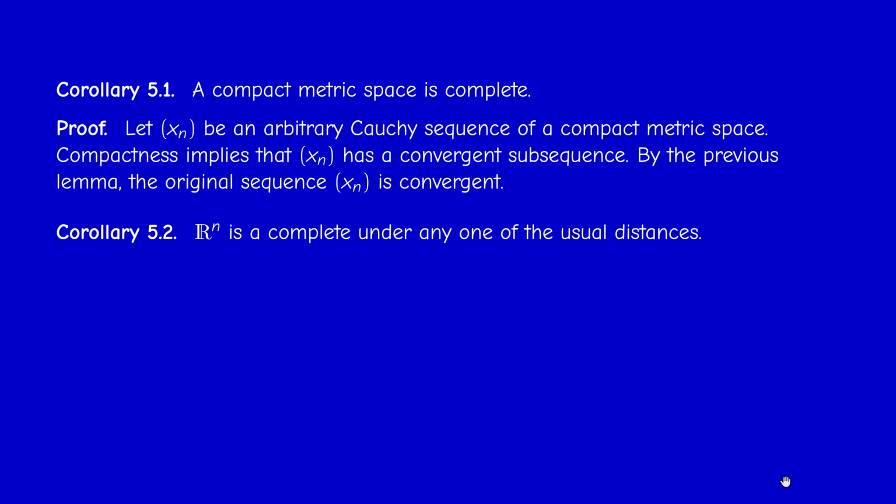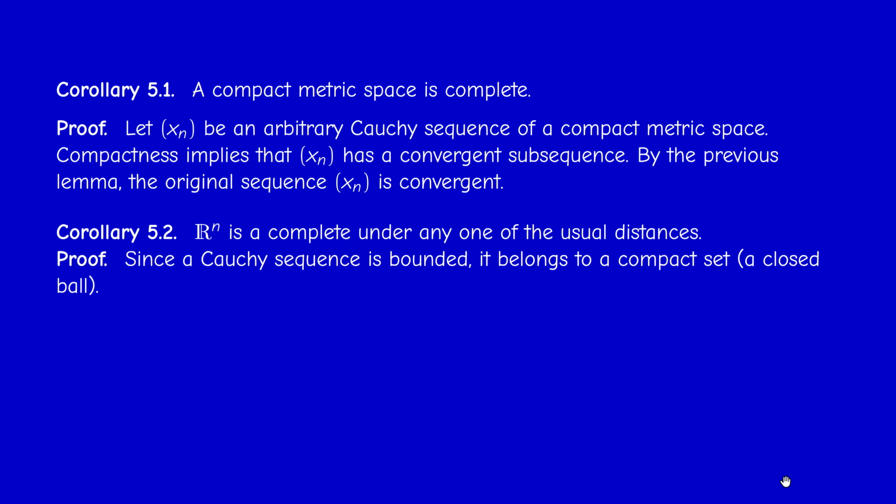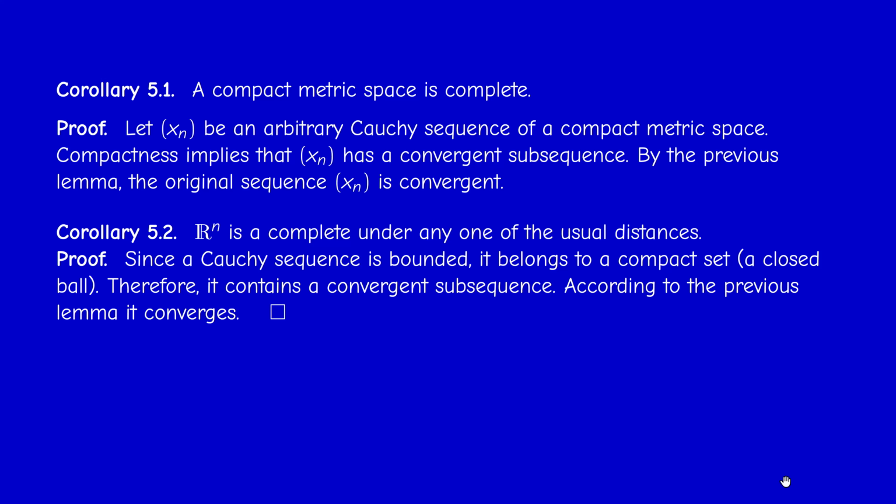Rn is complete under any one of the usual distances that we defined in chapter 1. Okay, proof. So consider a Cauchy sequence in Rn. Then we know that by the first lemma, the sequence is bounded. So it belongs to a closed ball, and the closed ball is compact, as we know. So sequential compactness tells me that this sequence has a convergent subsequence, and according to the lemma, the original sequence is convergent. So we started with an arbitrary Cauchy sequence in Rn, and we proved that it is convergent.